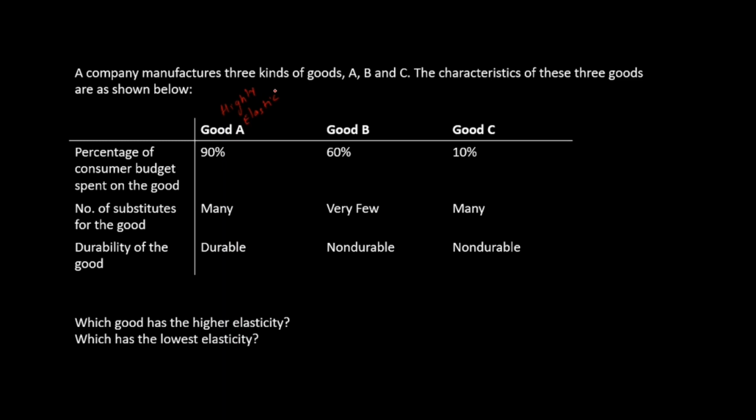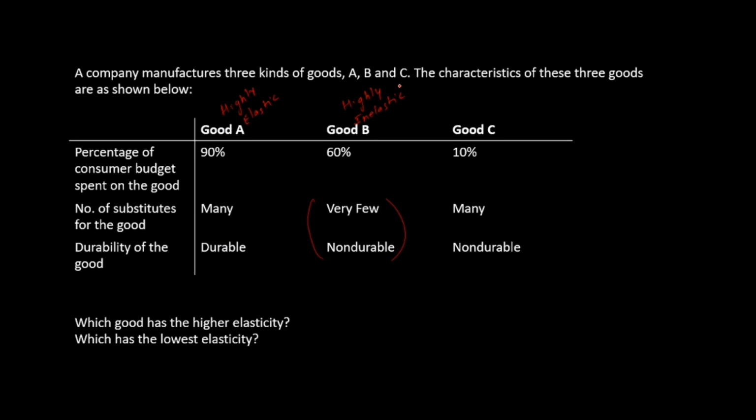Coming to good B, the percentage of consumers' budget spent on the good is relatively lower. So here the elasticity could be lower than good A. Number of substitutes for the good is very few. So this makes the good highly inelastic in nature. And also you can see that good B is non-durable. So these 2 characteristics make the demand for good B highly inelastic. So this is highly inelastic in demand.